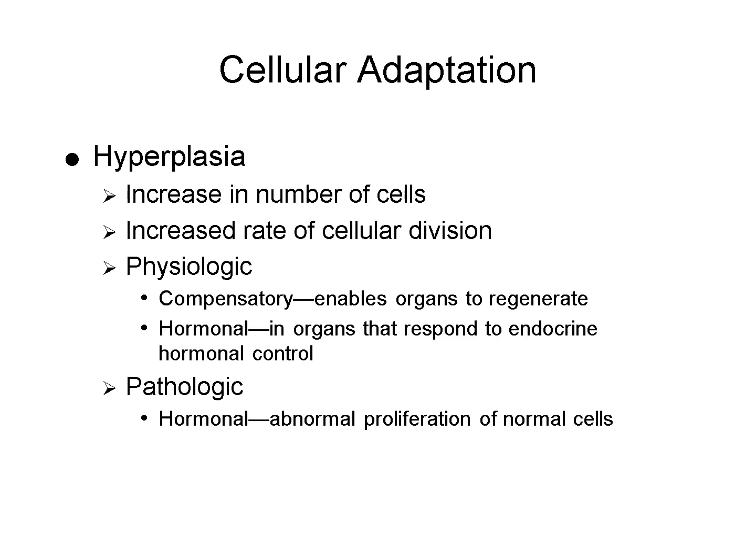them. Hyperplasia refers to an increase in the number of cells, driven by an accelerated rate of cellular division. Physiologic hyperplasia can be compensatory, allowing organs to regenerate after injury, or hormonal, occurring in organs that respond to specific hormonal signals, such as the uterus during pregnancy. Pathologic hyperplasia usually results from abnormal hormonal stimulation, leading to the excessive proliferation of otherwise normal cells. While hyperplasia itself is a controlled process, persistent stimulation can increase the risk for developing cancer.